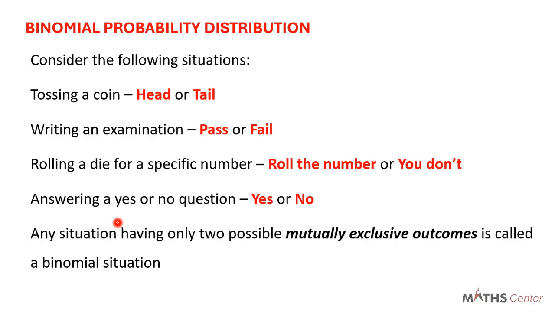When you have a situation like that, where you have only two possible outcomes, and those two possible outcomes are mutually exclusive, then the situation is known as a binomial situation. So tossing a coin is a binomial situation. Writing an examination is a binomial situation. Rolling a die for a specific number is a binomial situation.